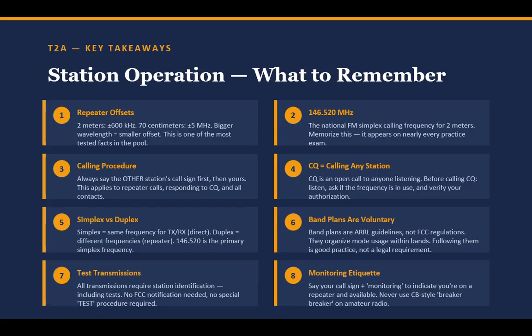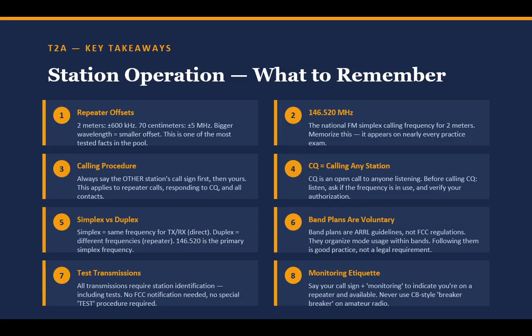So we'll start with the T2A key takeaways, repeater offsets. That is a pretty basic thing and is pretty much the same on those two particular bands, 2 meters and 70 centimeters, as far as the same for those individual bands being plus or minus 600 kilohertz on 2 meters, and then 70 centimeters plus or minus 5 megahertz. The easiest way to remember that is the bigger the wavelength, the smaller the offset.